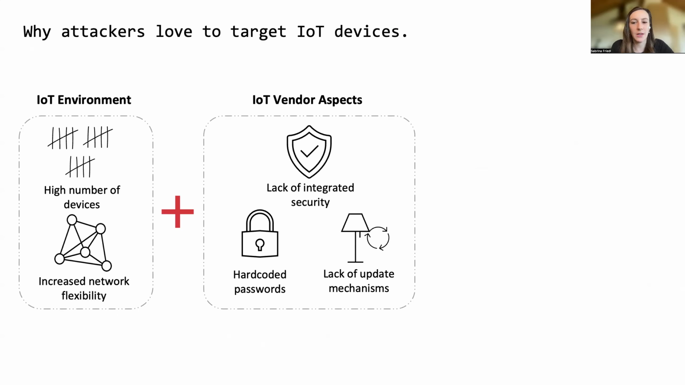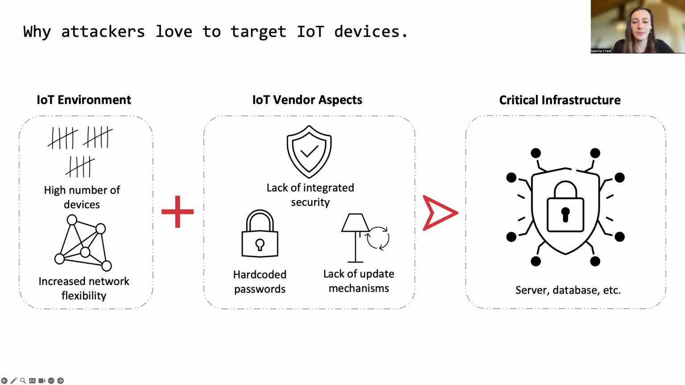Another challenge are IoT vendor aspects, representing the lack of security integrated into IoT devices, especially small ones. A problem is that passwords are sometimes hard-coded and therefore cannot be changed, and there is a general lack of update and patching mechanisms for IoT devices. These aspects make IoT devices favorite entry points to get access to the actual targeted critical infrastructure.